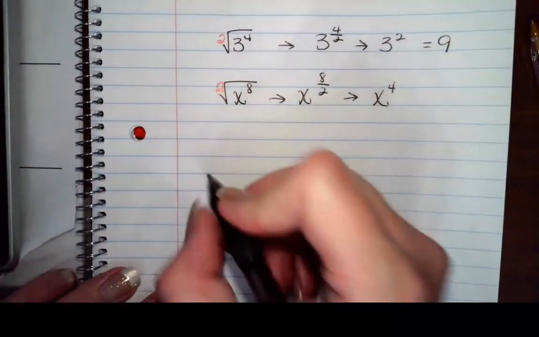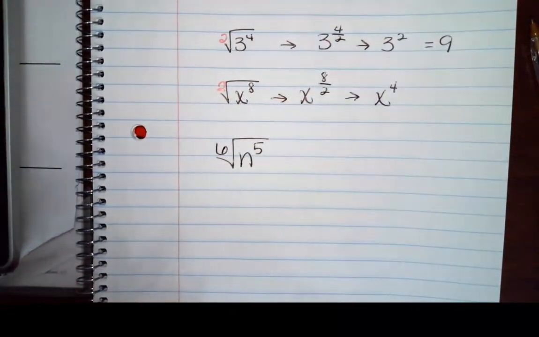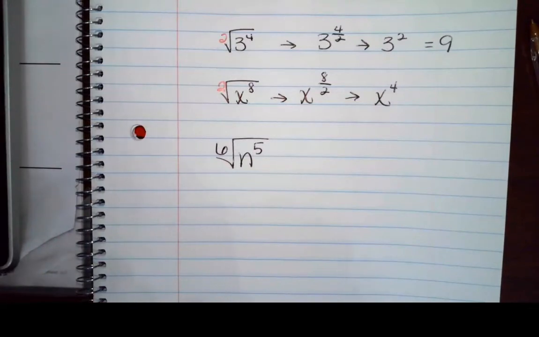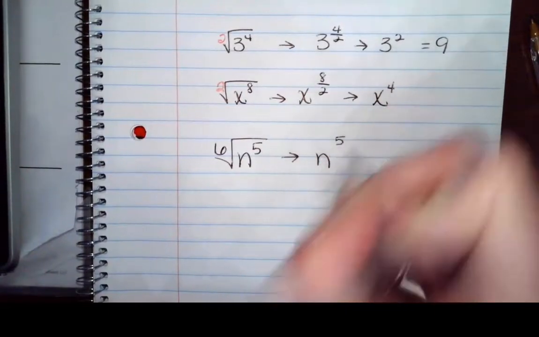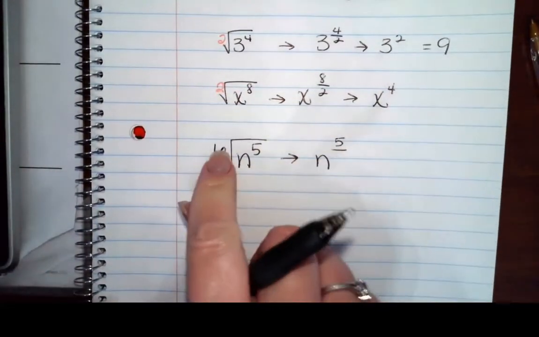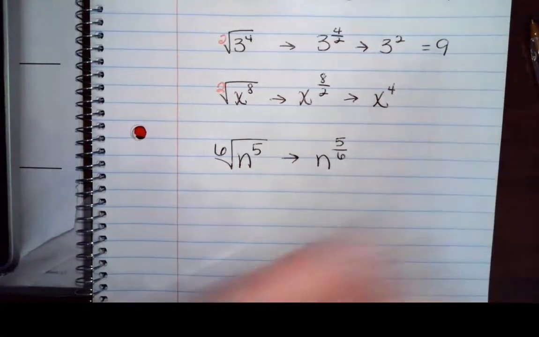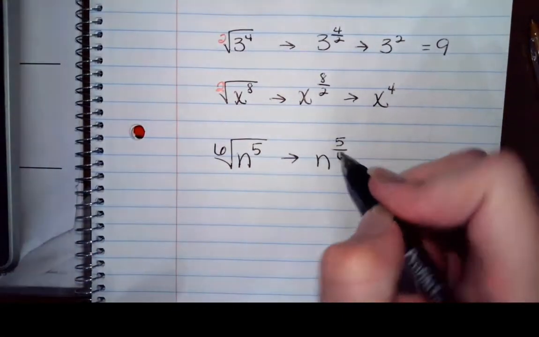All right, I have a 6th root of n to the 5th, and I just want to write it in exponential form using rational exponents. So again, I am not going to get an answer, but I do have an n to the 5th power. Well, now that I've got a 5th power, what root am I taking? I'm taking a 6th root. So this whole thing right here is an exponent.